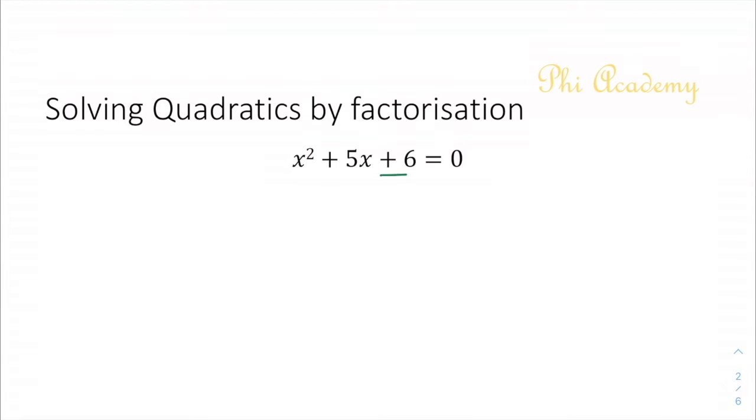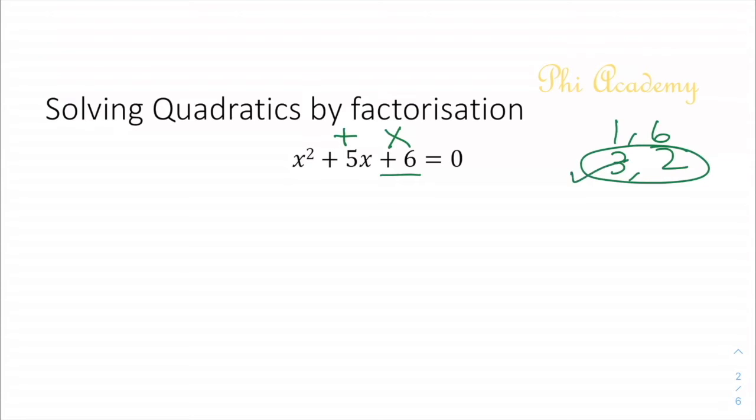We start with the plus 6 and write down the factors of 6, which are 3, 2, 1 and 6. So here we look at two numbers that multiply to give 6 and then add to give plus 5. So we know that it has to be 3 and 2. Only 3 add 2 gives me 5. 1 add 6 will be 7, so that cannot be. So let us put it into two brackets. We have x plus 3 and x plus 2 equal to 0.